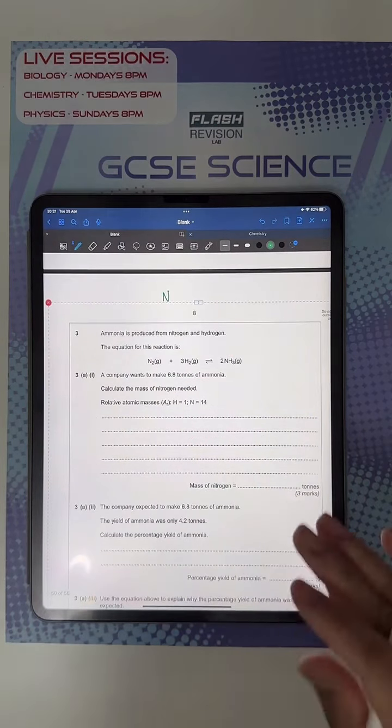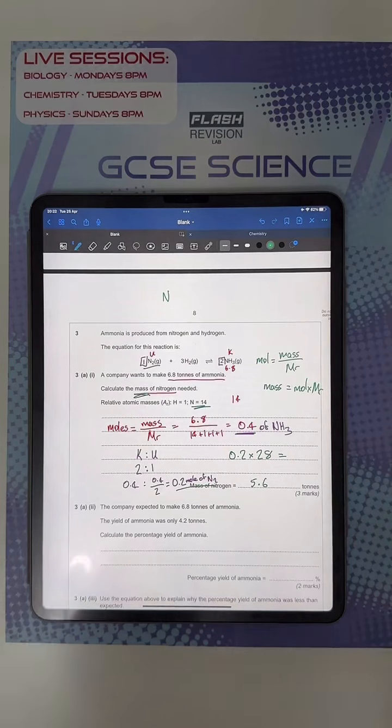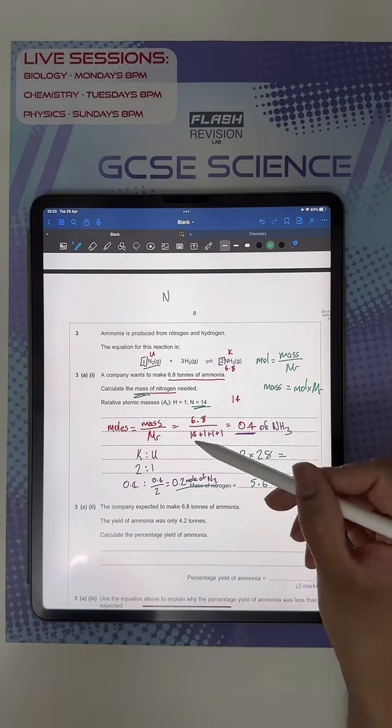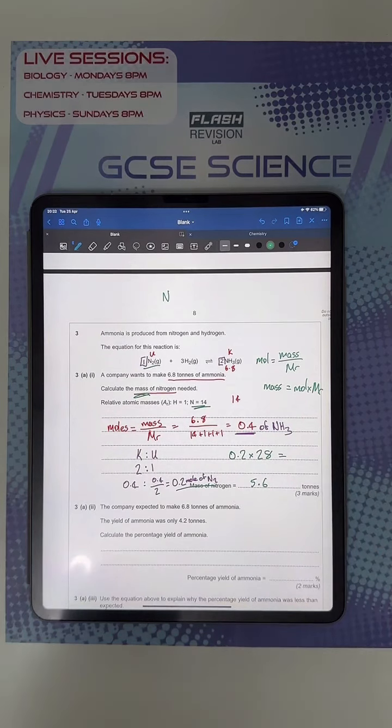Right, who's got any questions on this one? Let me answer any questions. Is there any steps you guys didn't understand? So we've got the red step, purple step, blue step, sorry, green step.